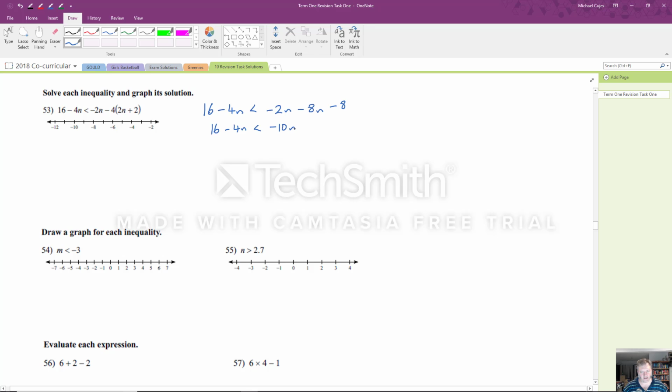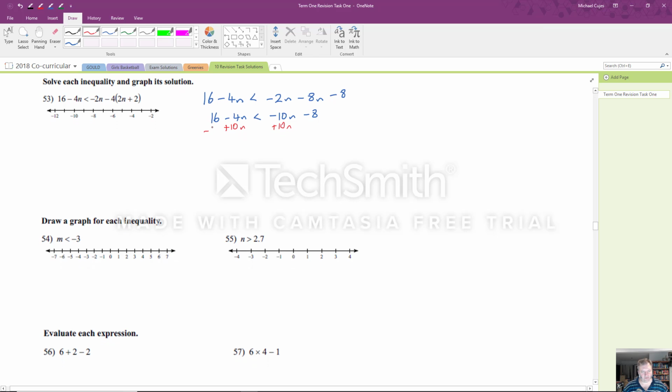Negative 10n minus 8. I want to get my like terms all together, so I'm going to add 10n to each side. That way I'll end up with a nice positive coefficient of n, which is nice. If my n's are going to be on the left, I want to get rid of this 16. So I'm going to subtract 16 from each side. What do we end up with? Negative 4n plus 10n is 6n. Of course, we know the 16s are going to cancel.